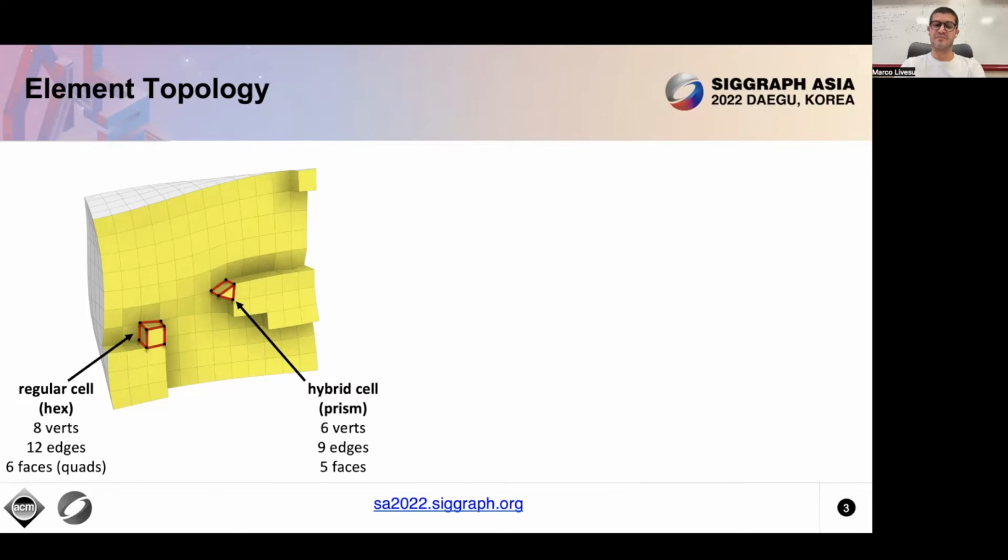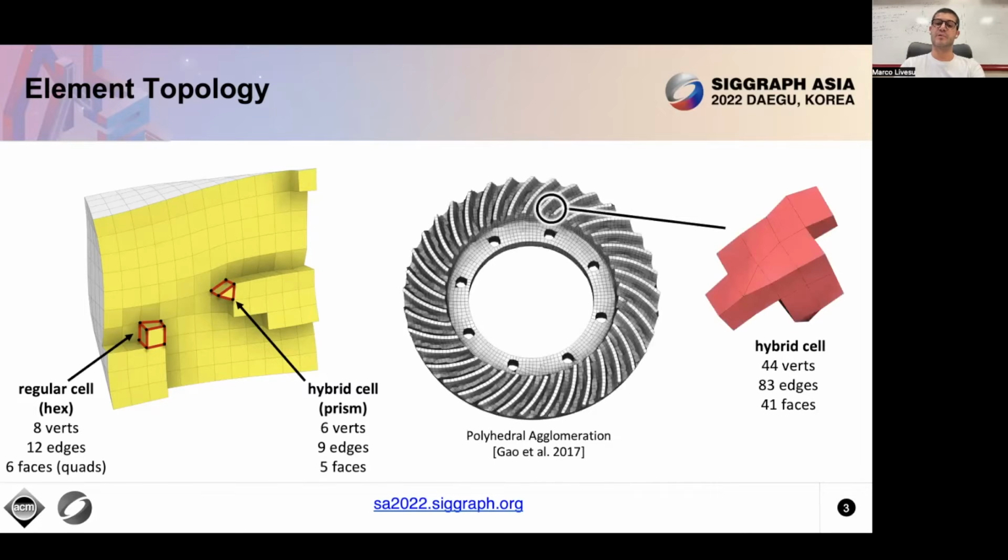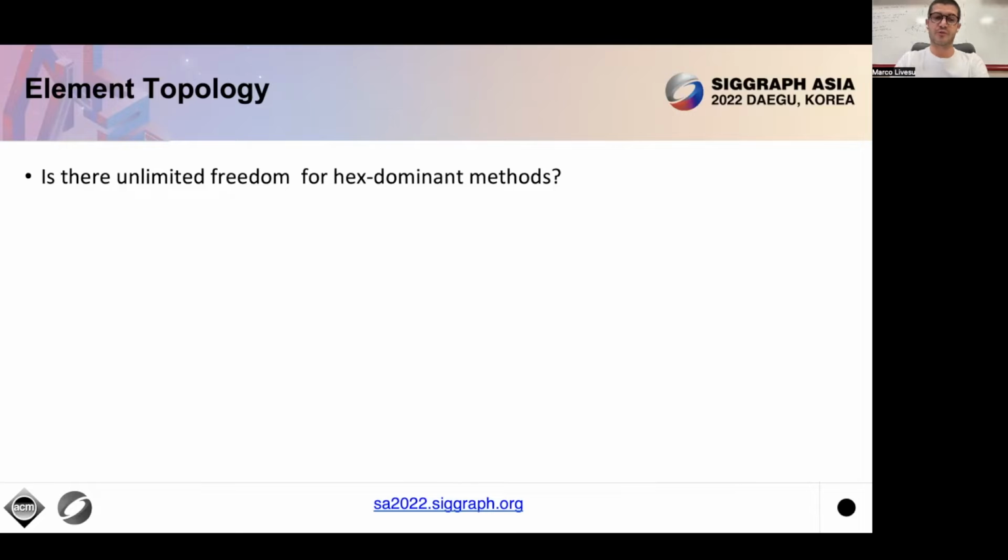And we don't have to think that the elements are always this simple. Depending on the algorithm, elements can be much more complex, like in this case, in which polyhedral agglomeration introduced a single volumetric element, the one in red, which is composed of 44 vertices, 83 edges, and 41 faces. So depending on the methods, the complexity of these elements can vary a lot. And so a natural question to ask is: is there unlimited freedom for hexahedral dominant meshing methods to introduce any type of volumetric element?